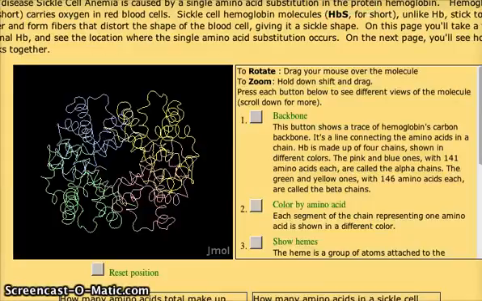Alright, in part one, you learned a little bit about the hydrophobic and hydrophilic of hemoglobin. So now we're going to look more into hemoglobin. So hemoglobin is made up of four sections.